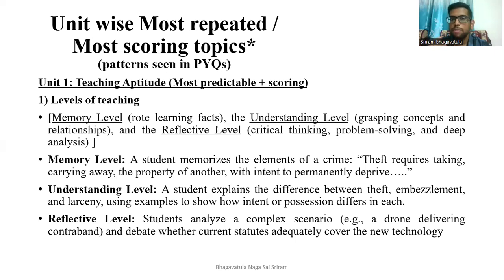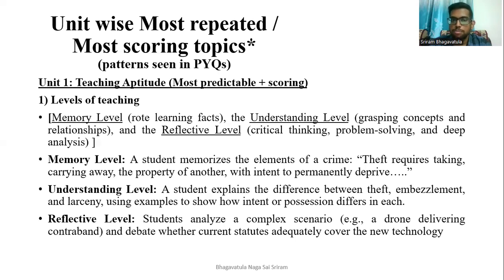If a student memorizes the elements of a crime, for example, the element of theft requires taking or carrying away the property of another with an intention to permanently deprive. So this is all related to memorizing. If a student is asked to give the definition of a particular crime, that is theft, or the definition of murder, this is related to the memory level of teaching. Next one is the understanding level.